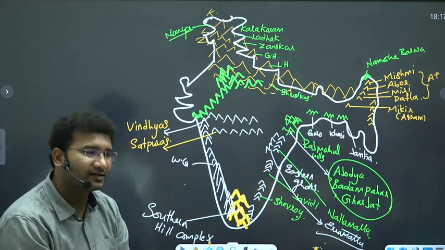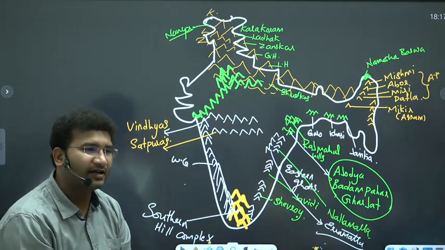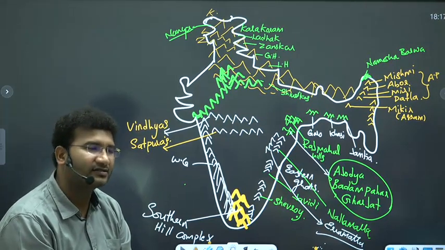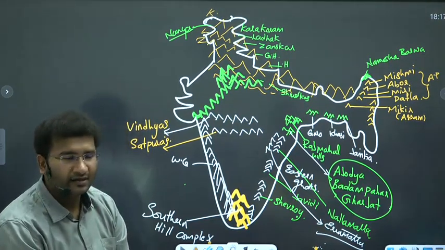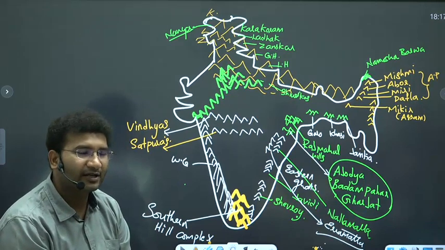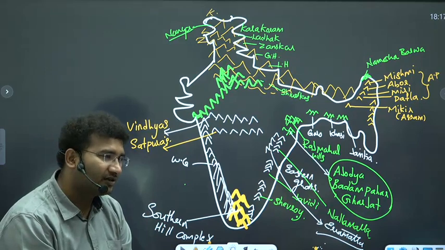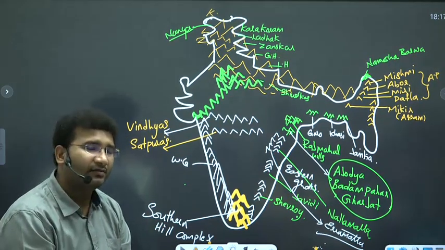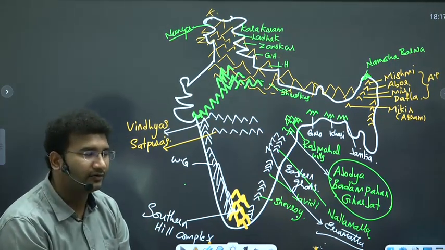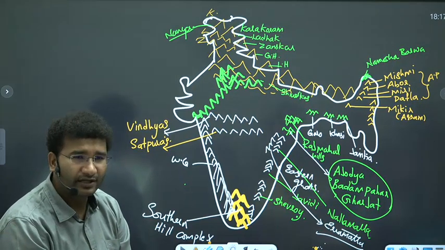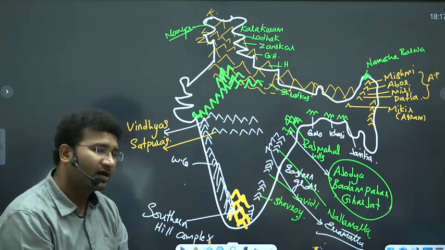Karakoram, Ladakh, Zanskar, Greater Himalayas, Lesser Himalayas, and Shivaliks. Greater Himalayas and Lesser Himalayas are also called Himadri and Himachal. Lesser Himalayas are also called Pir Panjals in Kashmir, Dhauladhar in Himachal, and Nag Tibba in Uttarakhand. Wonderful. So the extension of these Himalayas can also be seen in Nepal, Sikkim, and then Arunachal Pradesh.